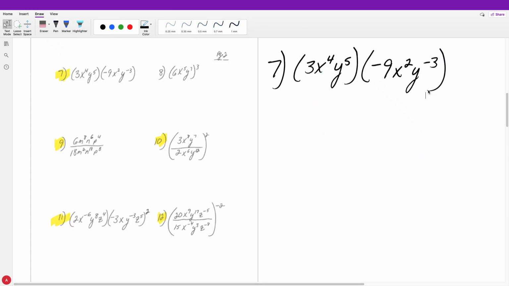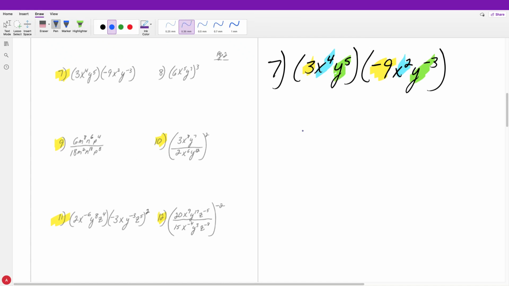All right, so for this problem, we're now starting to combine a few different rules into one. But same thing, I'm going to go through and highlight all my likes with my likes. So I'm going to highlight my coefficients. I'll highlight my x's the same color, and I'm going to highlight my y's the same color as well. Now I'm just going to go through and perform the operations.